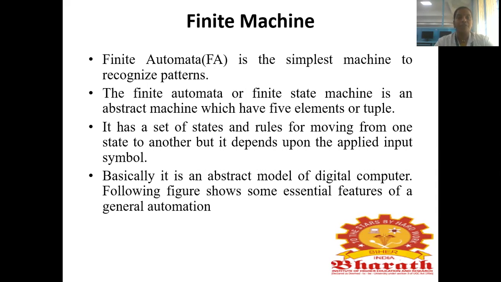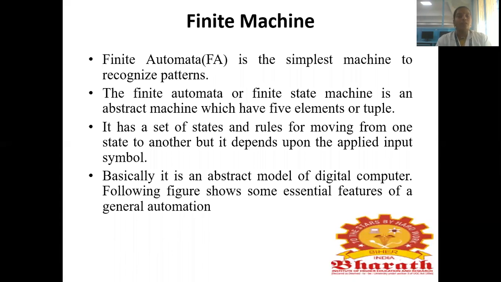Next one is finite machines. So what are finite machines? It is a main important topic. Finite automata are the simplest machines to recognize patterns. So what is a pattern? It is a standard format that some machines or some formulas can be used for. So this is a standard format of patterns. This finite automaton, or finite state machine, is an abstract machine which has five elements, or tuples.